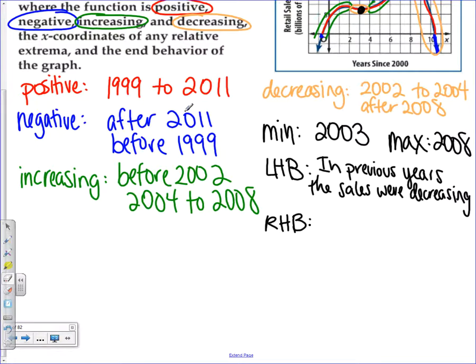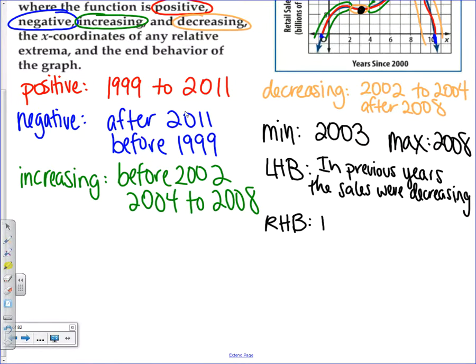So I'm looking over here at this right arrow. Now, as I go to the right, what happens to my x's? Come on, you guys know how to graph. As I go to the right, what happens to my x's? They get bigger, don't they? So this would be in future years because the years are getting higher, aren't they?